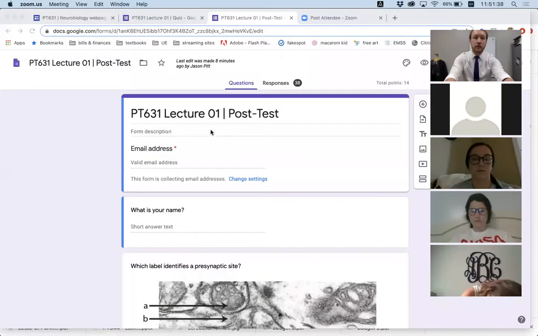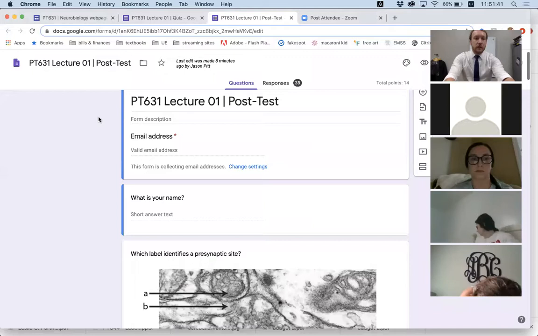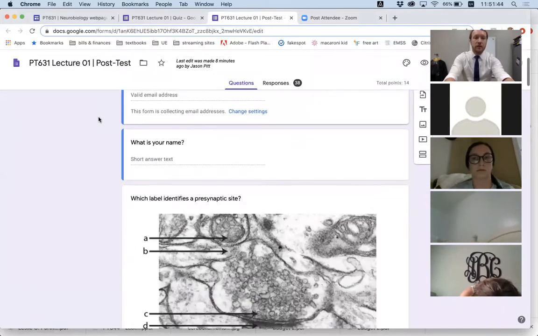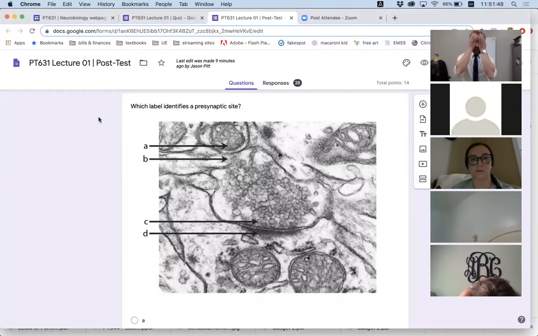Why don't we run through this then? Okay. So I hope you got your name. All right. Here's a little electron micrograph image showing us a synapse, believe it or not.